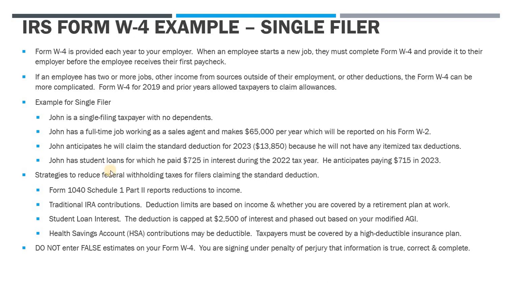Now, in addition to the rest of his tax items here, John does have some student loans that he owes, right? So he paid $725 in interest during last year, so during 2022. And for 2023, he anticipates the amount of interest he's going to pay is $715. All right, so what are some things that John could do to try to lower the amount of withholding that's coming out of his checks by updating the W-4, right?